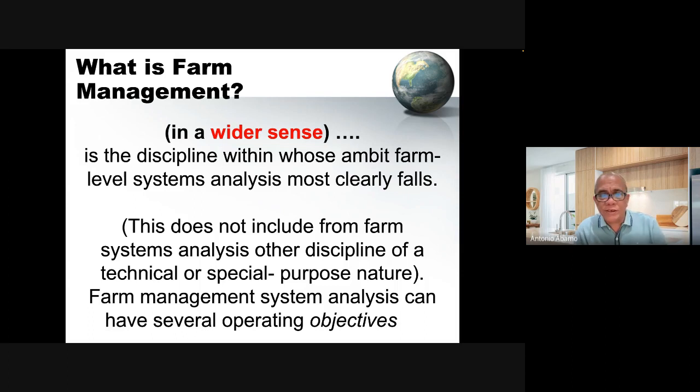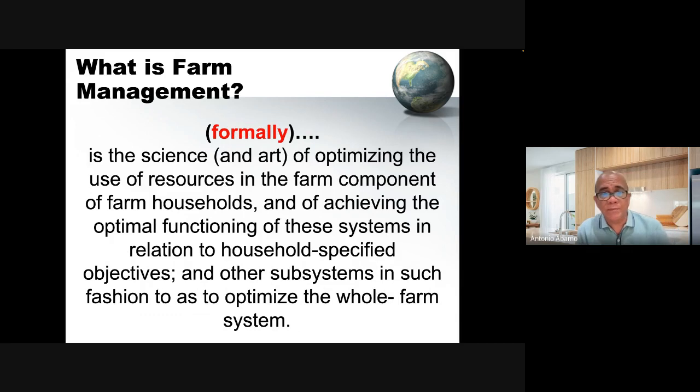The systems analysis other than other discipline of technical or special purpose nature. Okay. In other words, the level of systems analysis does not include farm systems analysis and other discipline of a technical and special purpose nature, like special pest management. Farm management system analysis can have several operating objectives. Okay, remember, farm management systems analysis can have several operating objectives.